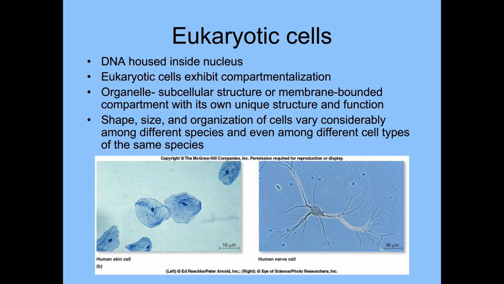So that brings us to the eukaryotic cells. In eukaryotic cells, the genetic material is housed inside of a nucleus. So we have a membrane-bound nucleus, and we have other membrane-bound structures within the cell, and they are referred to as organelles. Organelles give eukaryotic cells a property known as compartmentalization.